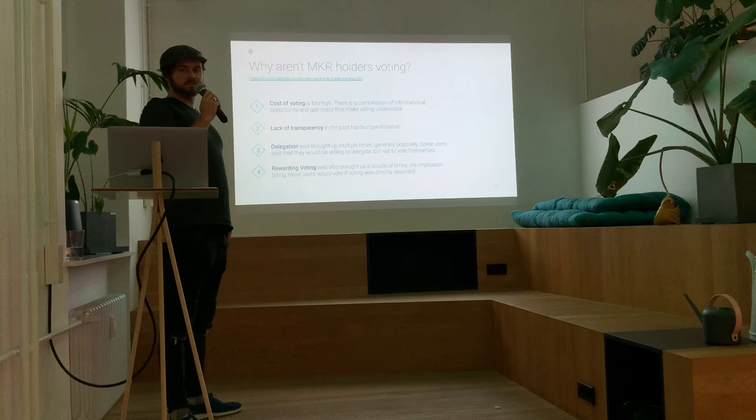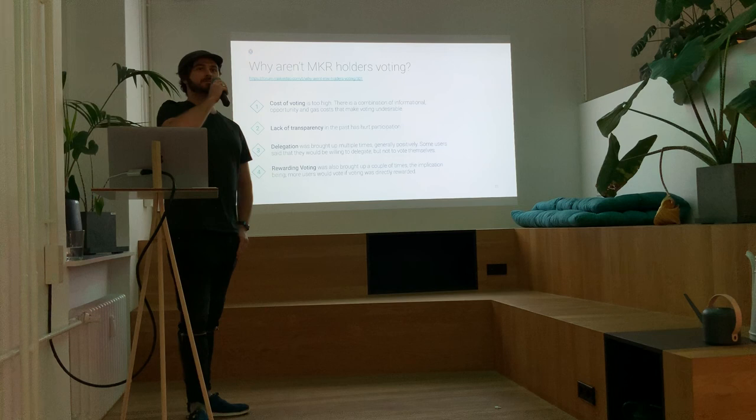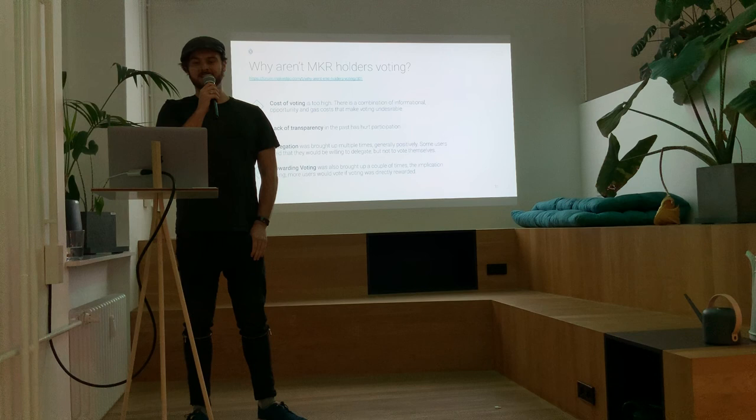An individual identified a problem, and this goes back to August, and he created a discussion thread in the MakerDAO forum. He said, why are people voting? What's going on? Because they were receiving a very limited amount of votes. And then he identified these four reasons. These are not my reasons, those are his reasons.